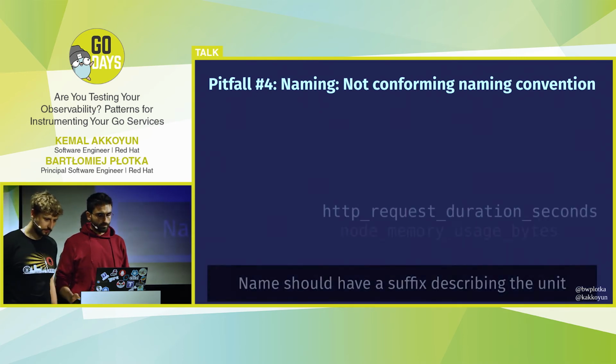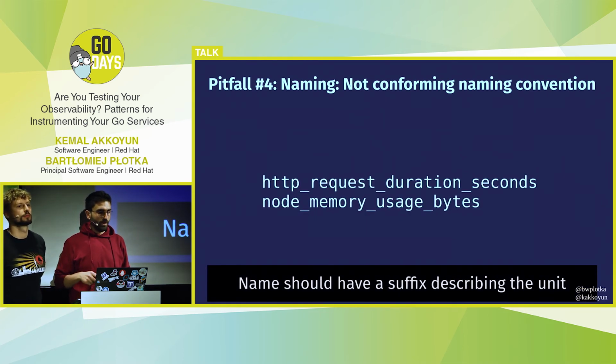First of all, you should have suffixes that describe your base units in your metrics. The base unit part is also important because you want to stick to your conventions between all those metrics that you have in your system.